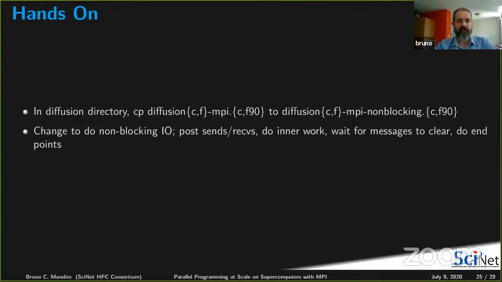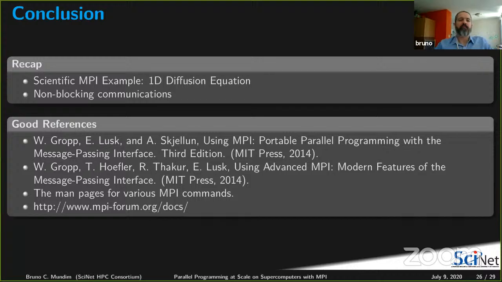Do you guys have any more questions? I think we can conclude this wrap-up session here. We basically reviewed the one-dimensional diffusion equation, how to parallelize that. That was the problem that we had to solve. And we saw a way of overlapping communication and computation by using non-blocking MPI communications, right?